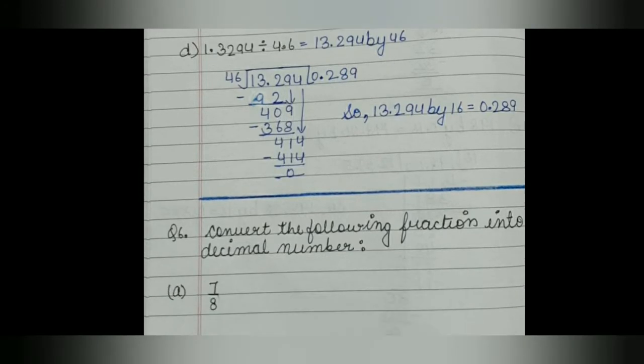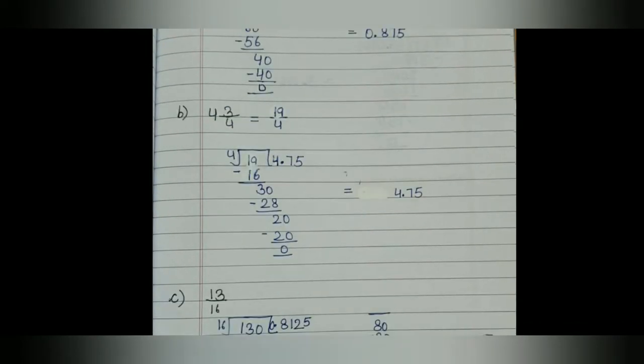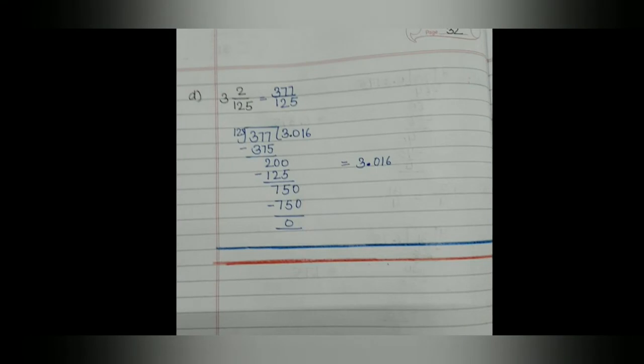After this, question number 6, A part, answer is 0.875. B part, answer is 4.75. C part, answer is 0.8125. And at last, part D, answer is 3.016. Those who have not understood can see from here.